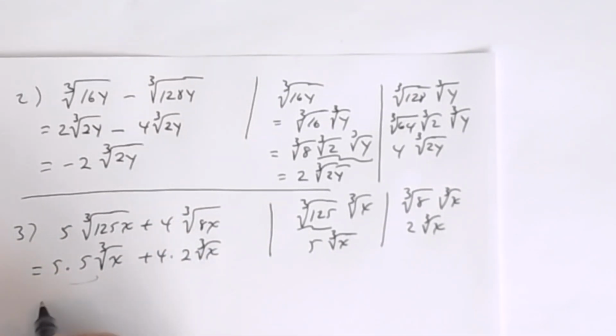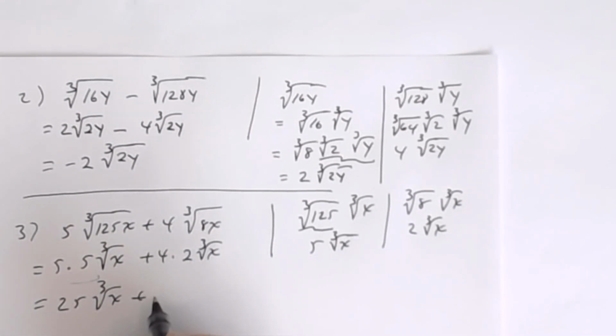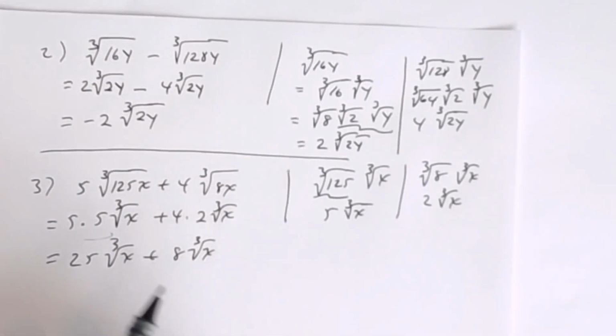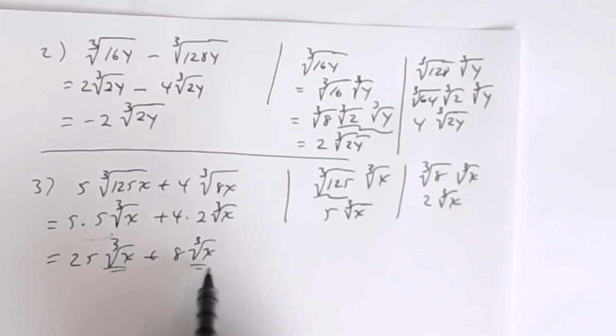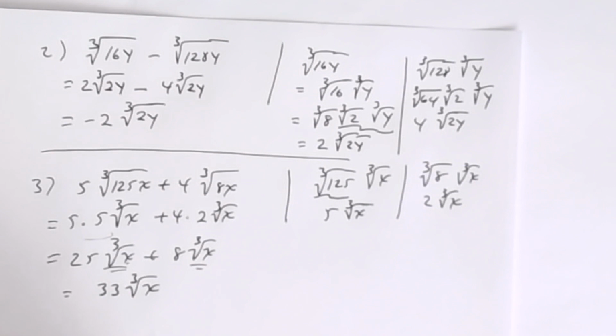Simplifying each part, 5 times 5 is 25, so you get 25 cube root of x. 4 times 2 is 8, so you get 8 cube root of x. And then notice that those are like terms because you have a cube root of x. The indices are the same, the radicands are the same. So 25 cube root of x's plus another 8 cube root of x's, and that gives us 25 plus 8, which is 33. So you get 33 cube root of x.